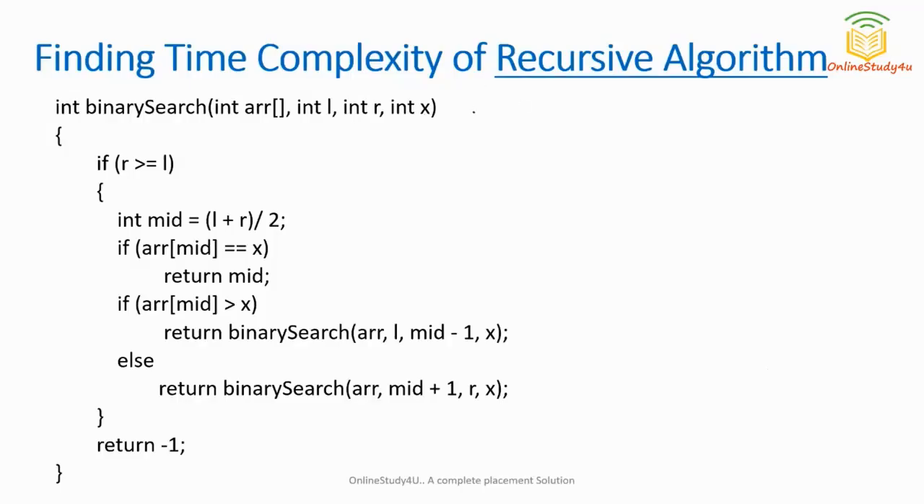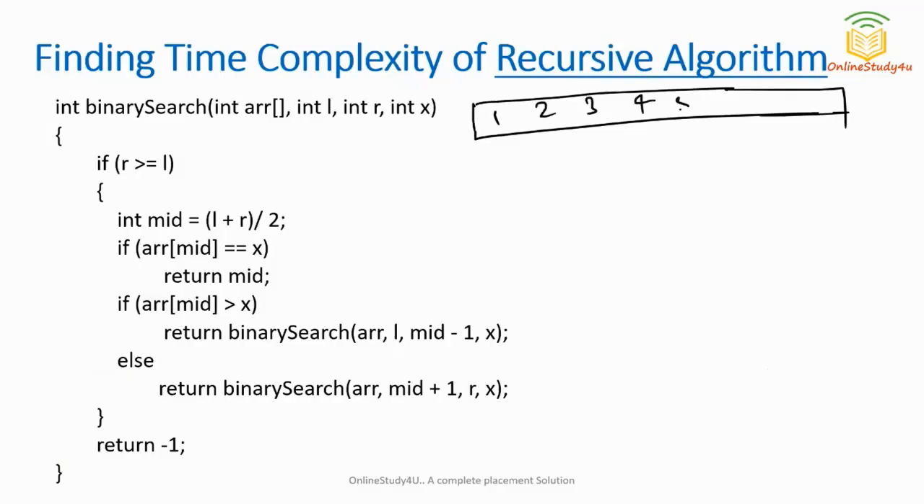What is binary search? Suppose we want to search for an element in an array. Let us understand this code first, then we'll move to the algorithm, then to the complexity. Suppose we have an array of elements, and the elements are sorted in order. Suppose 1, 2, 3, 4, 5, 6, 7, 8. Now we want to search for an element. Suppose we have to search for element 7.